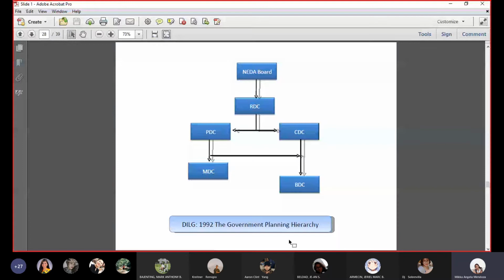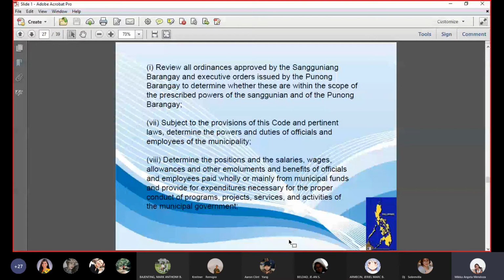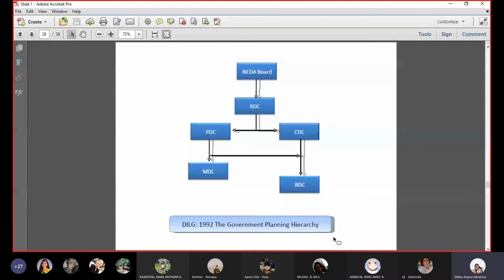Okay, the RDC is the primary institution that coordinates and sets direction of all economic and social development efforts. Now, why was RDC or the Regional Development Council created? The RDC was created in answer to the need for a single regional planning body whose main concern is the overall socio-economic development of the region.